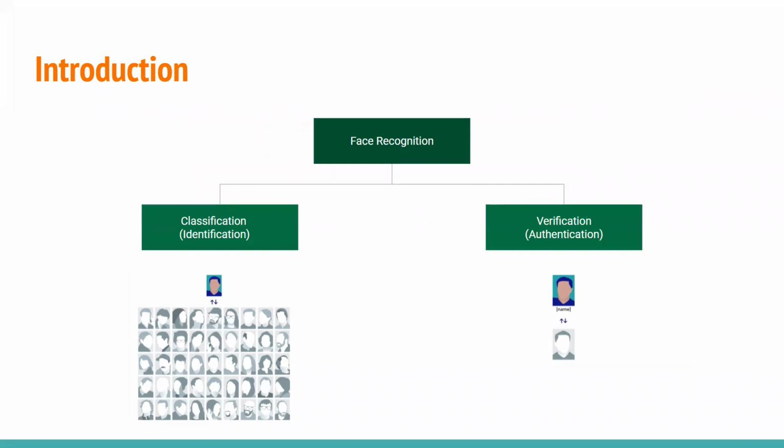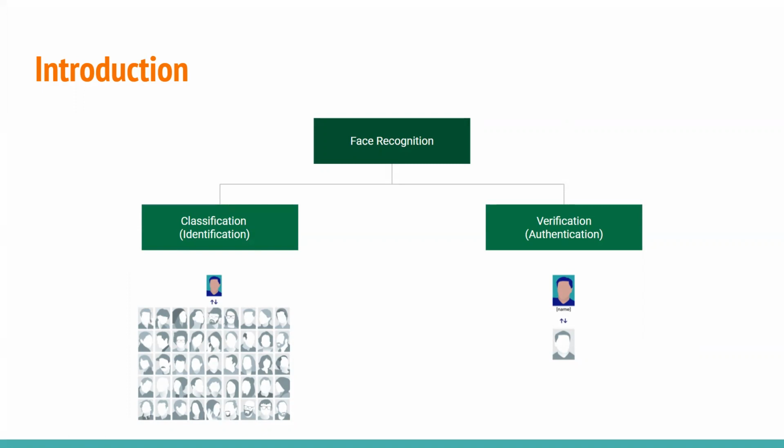Now there are subdivisions in face recognition as well. The first is face classification or face identification. This involves a one-to-many mapping. For example, we can take a person's image and classify it as one among many people's faces.